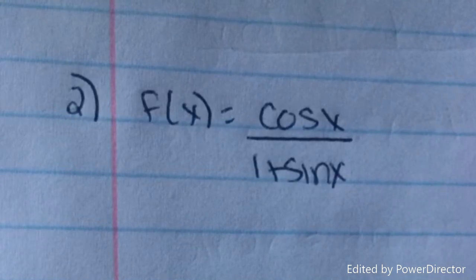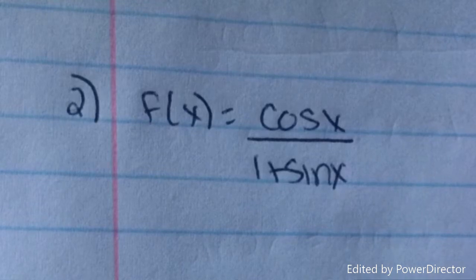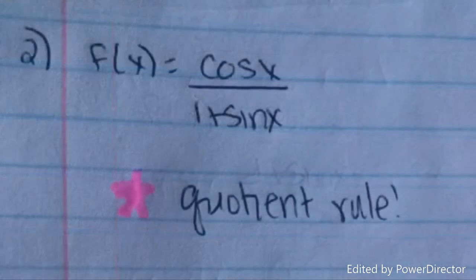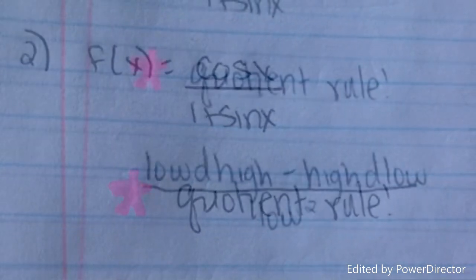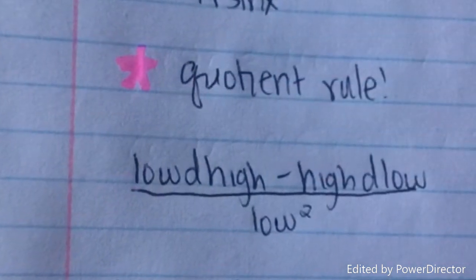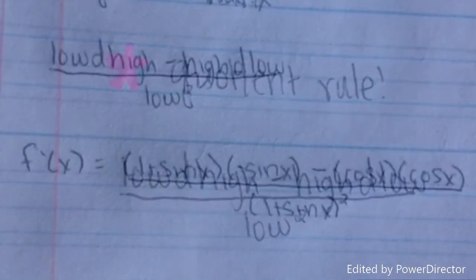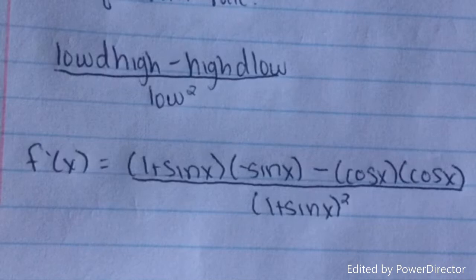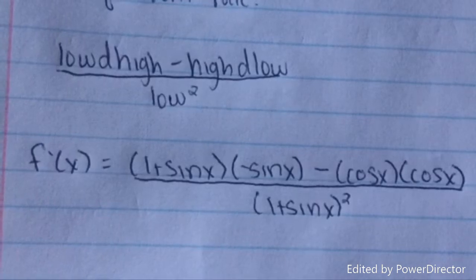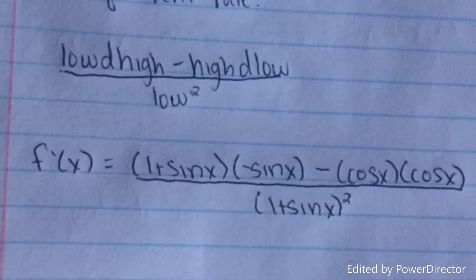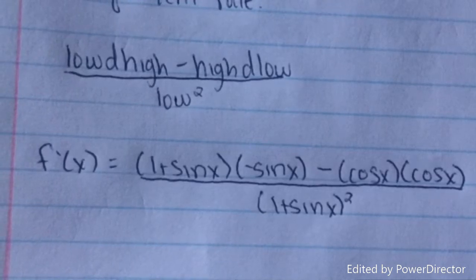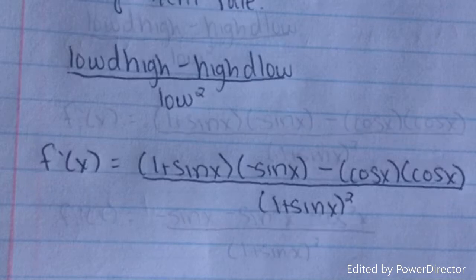So we're going to do number 2, which is the function cosine of x over 1 plus sine x, and we're finding the derivative of this using the quotient rule, which is low d high minus high d low over low squared. So to start off, we're going to multiply the bottom, 1 plus sine x, times the derivative of the top, which is negative sine x, minus cosine of x times the derivative of the bottom, which is cosine of x as well, over 1 plus sine x squared.